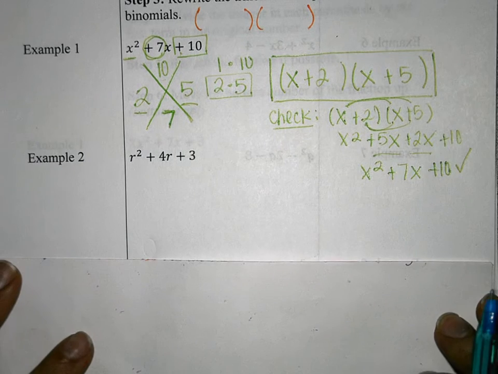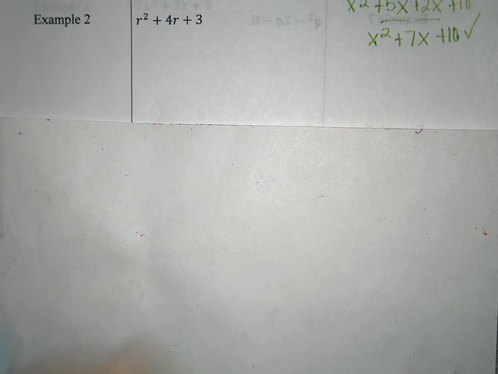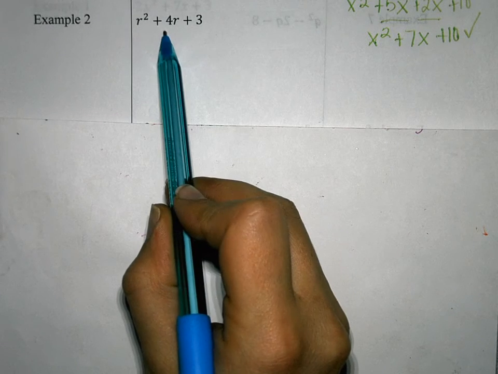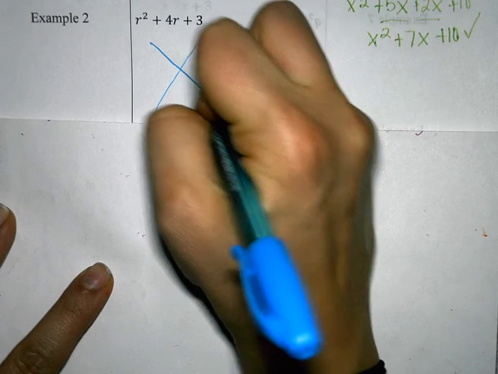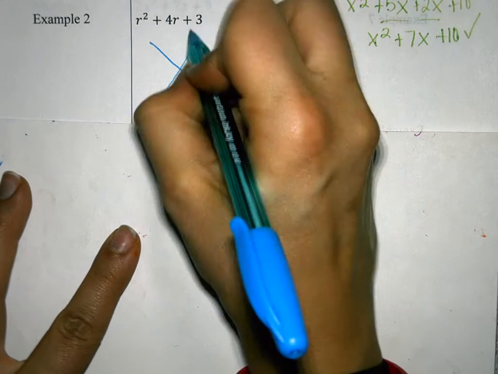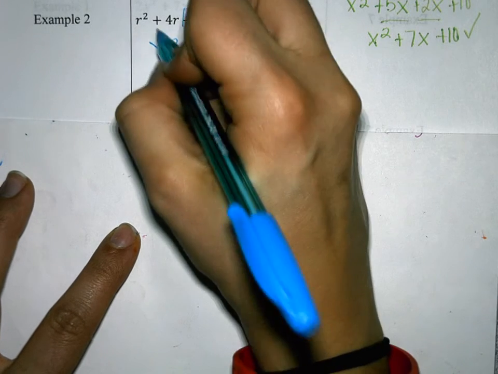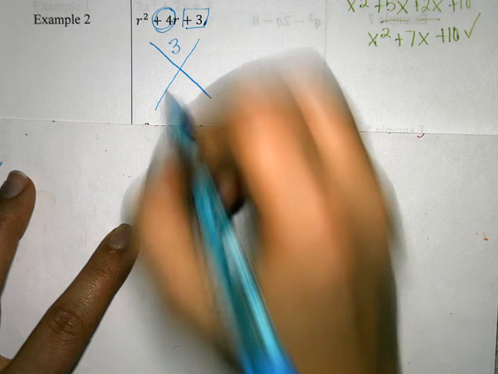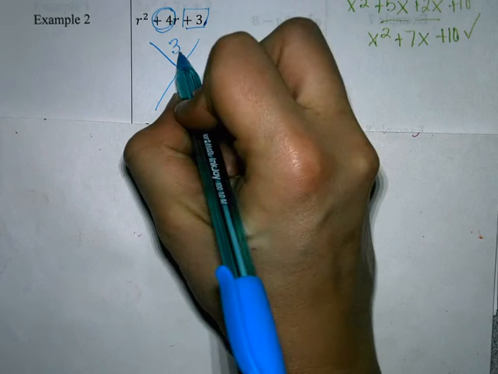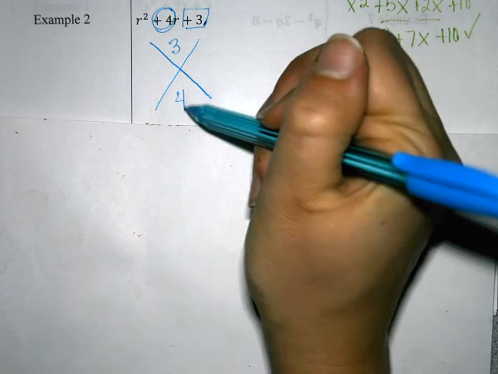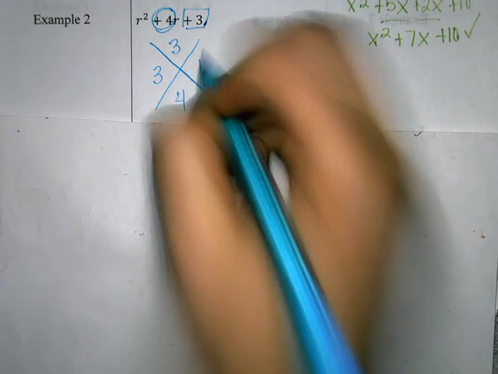Let's look at another example, because I don't expect you guys to get this after only doing it once. So we have a trinomial here, r squared plus 4r plus 3. So I'm going to set up my diamond. The last number, positive 3, goes at the top. Positive 4 goes at the bottom. And I'm looking for the two numbers that multiply to 3 and add up to 4. Now there's only two things that multiply to 3, and that's 3 and 1.